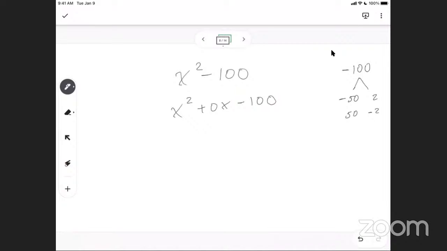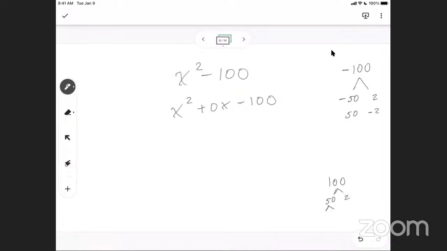So let me teach you another little trick. When you're doing a factor tree, let's just do a positive 100. It doesn't matter where you start. If you started at 50 and 2, that's fine. But what you want to keep doing is breaking each thing down further. Can 2 break down any further, or is that a prime number? That's a prime number.